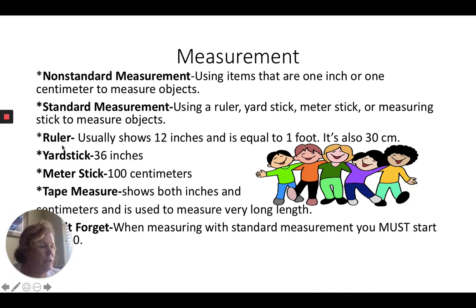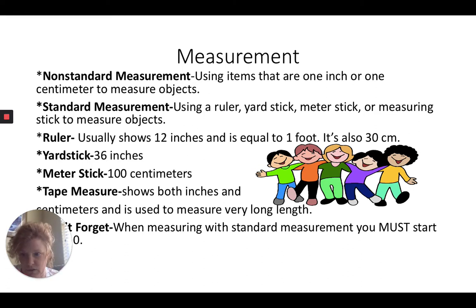A ruler, I have one here. Luckily, I can't get into my classroom, so I have to use things that I have around the house, just like you can't get into our classroom, so you're going to have to use things around your house too. This is a ruler. It's got centimeters and inches. On the inch side, you have 12 inches right here, and that's also a foot. So 12 inches equal a foot, and on the centimeter side, that would be 30 centimeters.